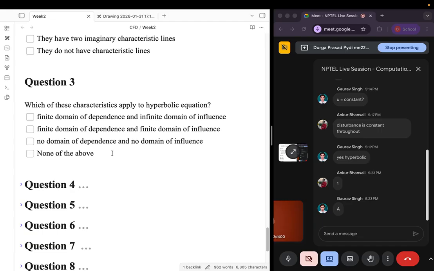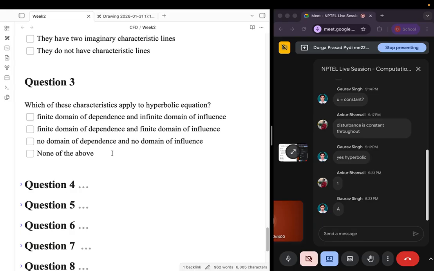Yeah, now these are two different terminologies. Which of these characteristics apply to hyperbolic equations? So now we have two other terms that are just for your exam purpose. You have something called domain of dependence and domain of influence. The names are kind of intuitive. So for a hyperbolic equation, which one of these do you think happens? Finite domain of dependence and infinite domain of influence, finite domain of dependence and finite domain of influence, or no domain of dependence and no domain of influence.